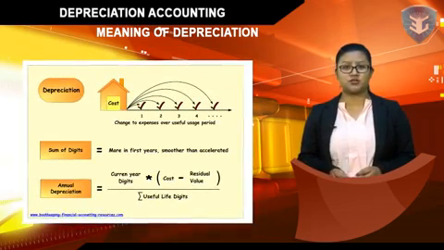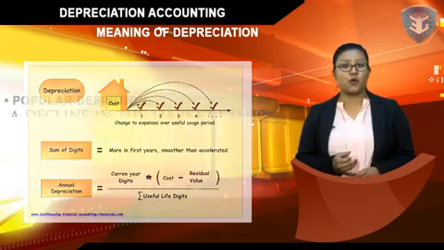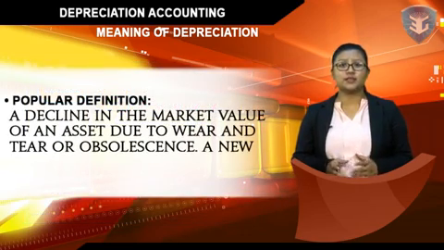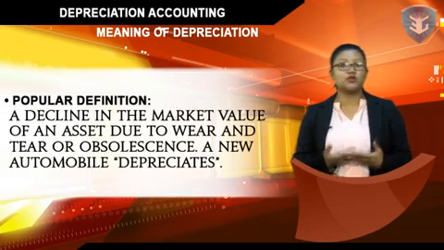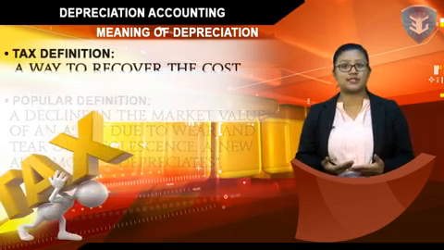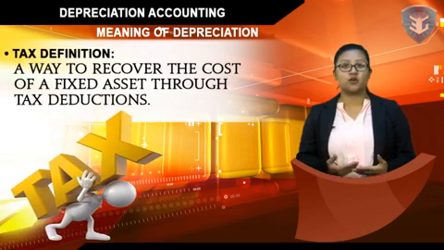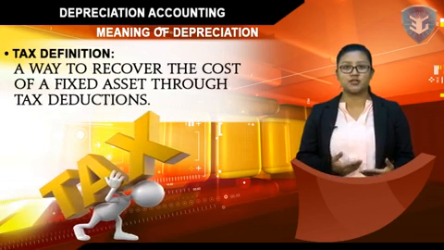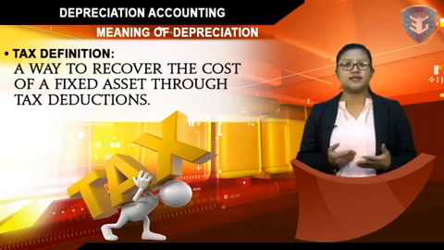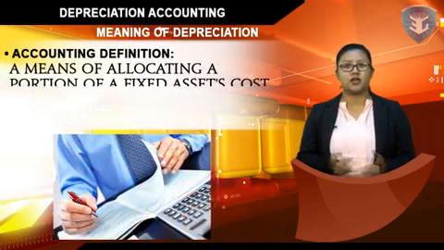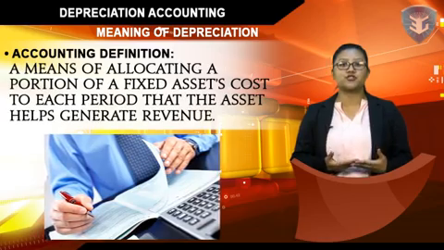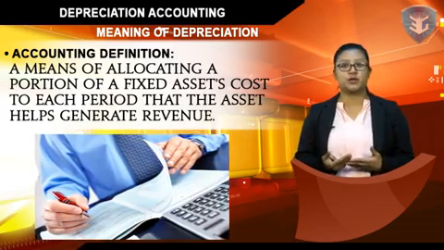Depreciation can be understood in three ways. Popular definition: a decline in the market value of an asset due to wear and tear, obsolescence. A new automobile depreciates. Tax definition: a way to recover the cost of a fixed asset through tax deductions. Like other business expenses, depreciation expenses reduce a taxable income. Accounting definition: a means of allocating a portion of a fixed asset's cost to each period so that the asset helps generate revenue.